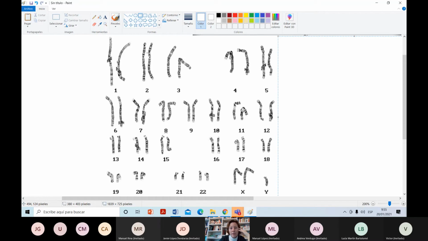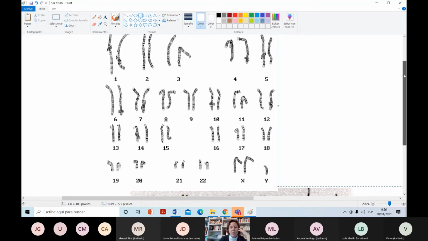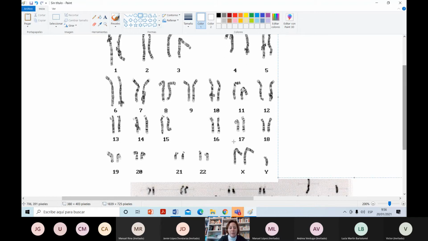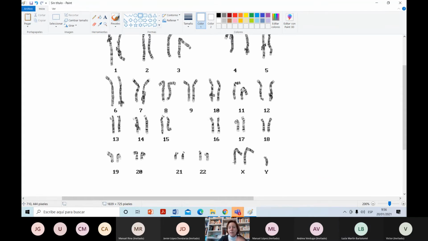Pair number 2, that's another normal pair of chromosomes. Pair number 3, no problem. Number 4, number 5. Does anyone see anything strange in this karyogram? That there are 2 X apart from a Y.